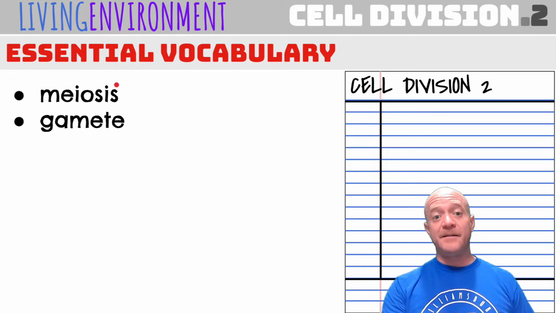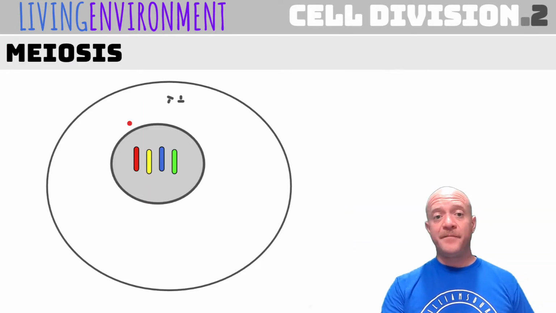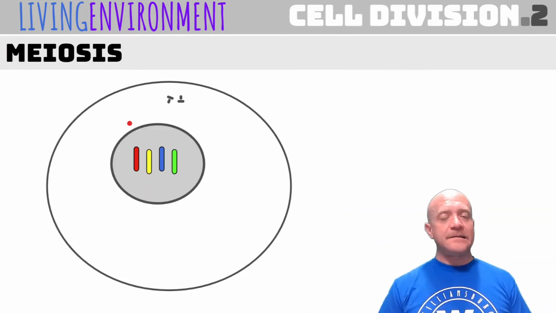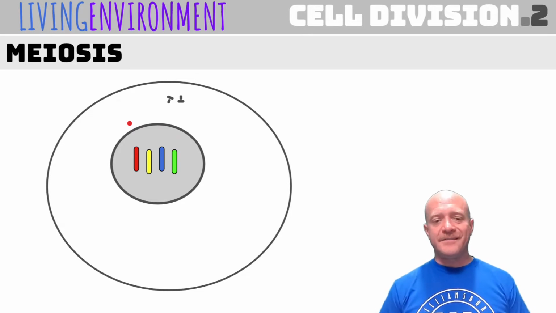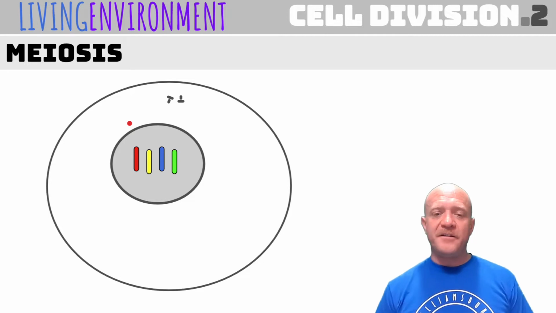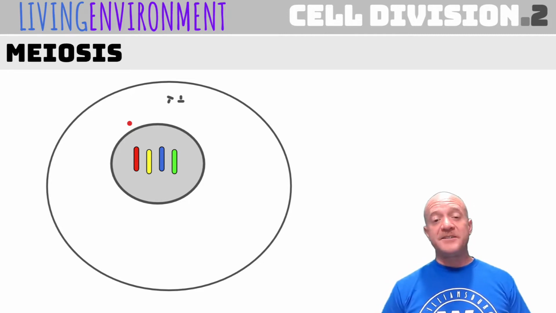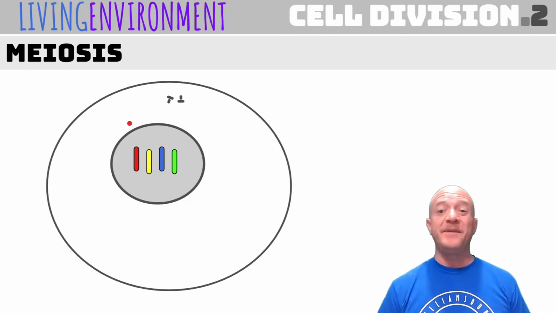Today we will be discussing meiosis and gametes. So meiosis is slightly different than mitosis. In fact, it's a lot different than mitosis. It's a little bit more complicated, but there's a few takeaways that you have to know, and there's some things that remain the same and some things that will be different.